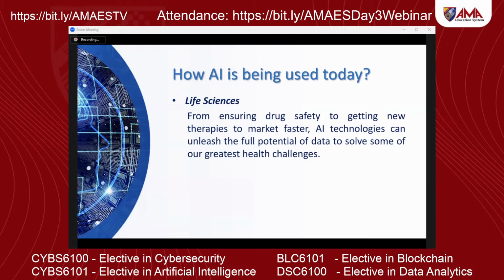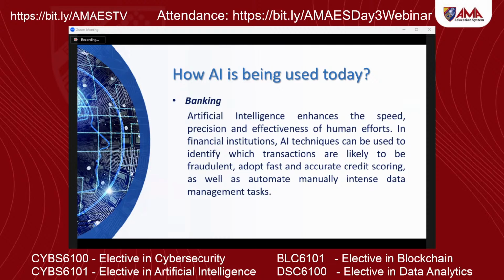Next we also have banking. Artificial intelligence enhances the speed, precision, and effectiveness of human efforts. In financial institutions, AI techniques can be used to identify which transactions are likely to be fraudulent, adopt fast and accurate credit scoring, as well as to automate manually intense data management tasks.